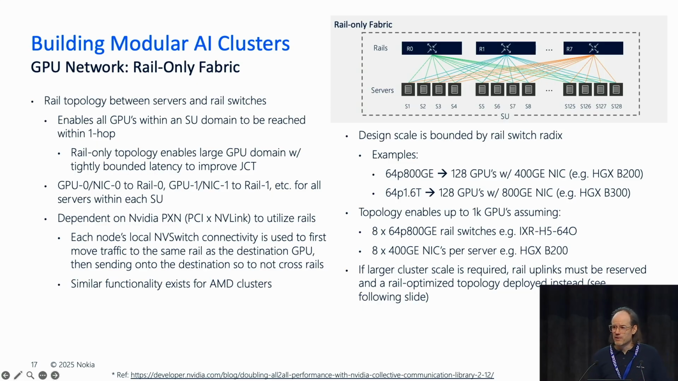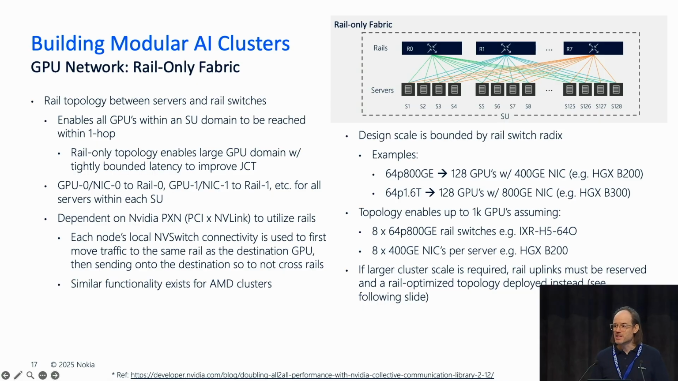The scale of this design is bounded by the rail switch radix. So for example, if I have a 64-port 800 gig switch, then this can connect up to 128 GPUs, each with a 400 gig NIC attach. If I spray this out, overall, I can scale this out to around 1,000 GPUs, and this implies that I'm using 8 of those 64-port 800 gig switches.